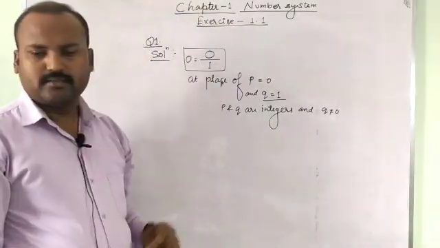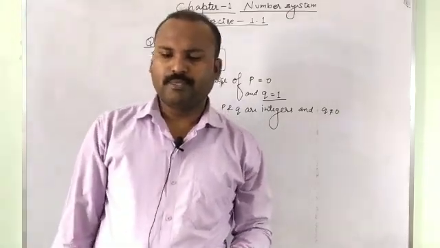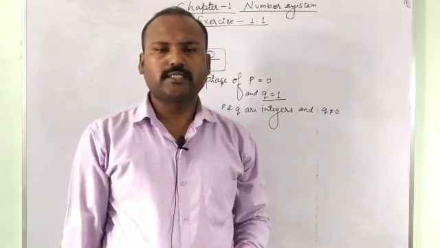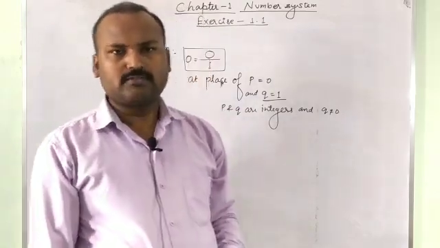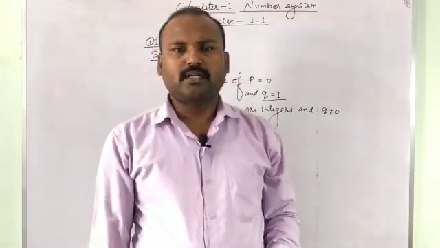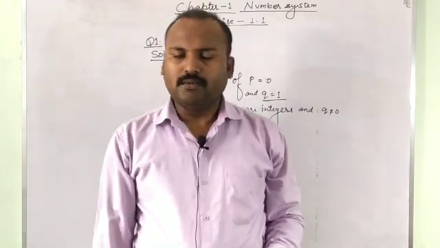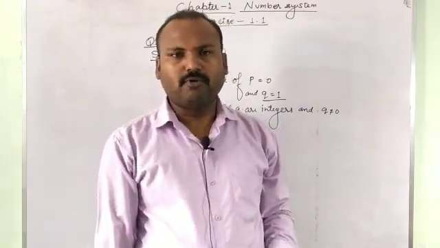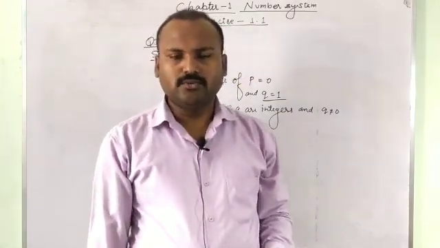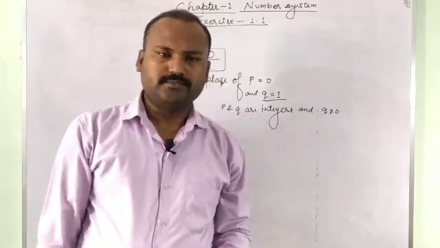The first question is: is 0 a rational number? Can you write it in the form of p by q, where p and q are integers and q is not equal to 0? To solve this question, students, first of all you have to remember the definition of a rational number. The definition of a rational number is a number which can be represented in the form of p by q, where q is not equal to 0 and both p and q are integers.